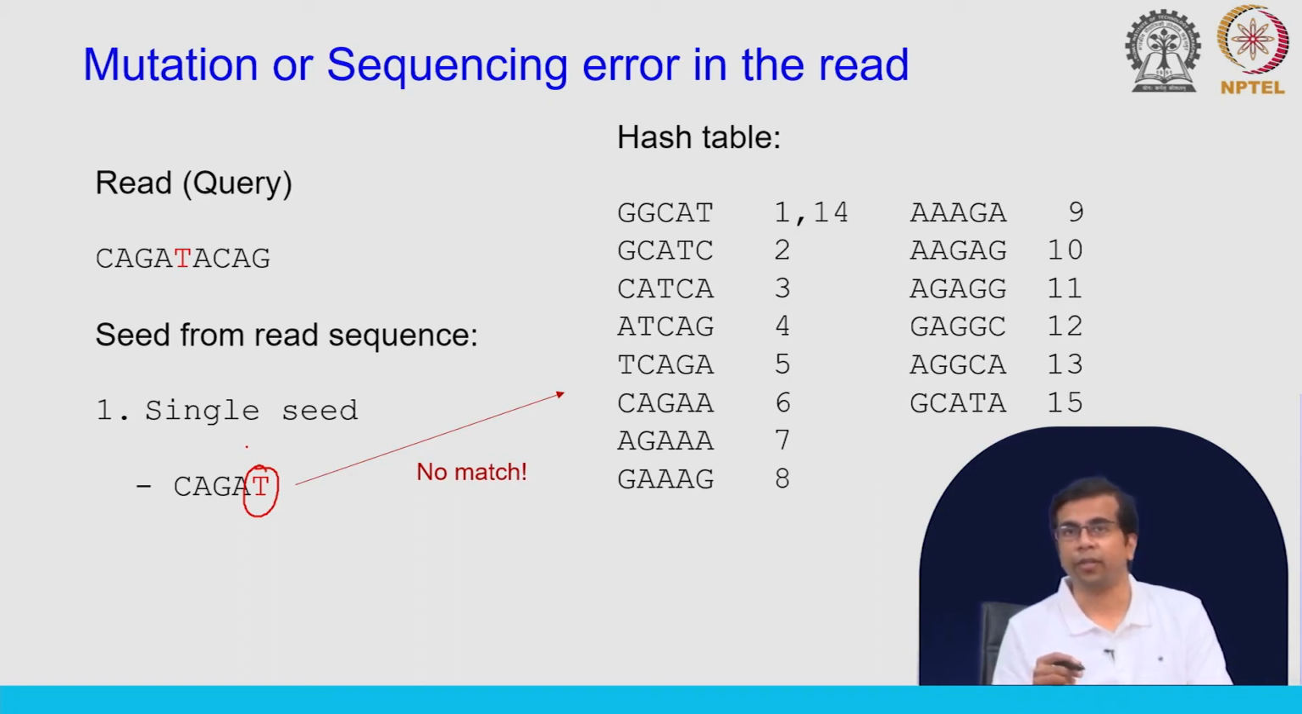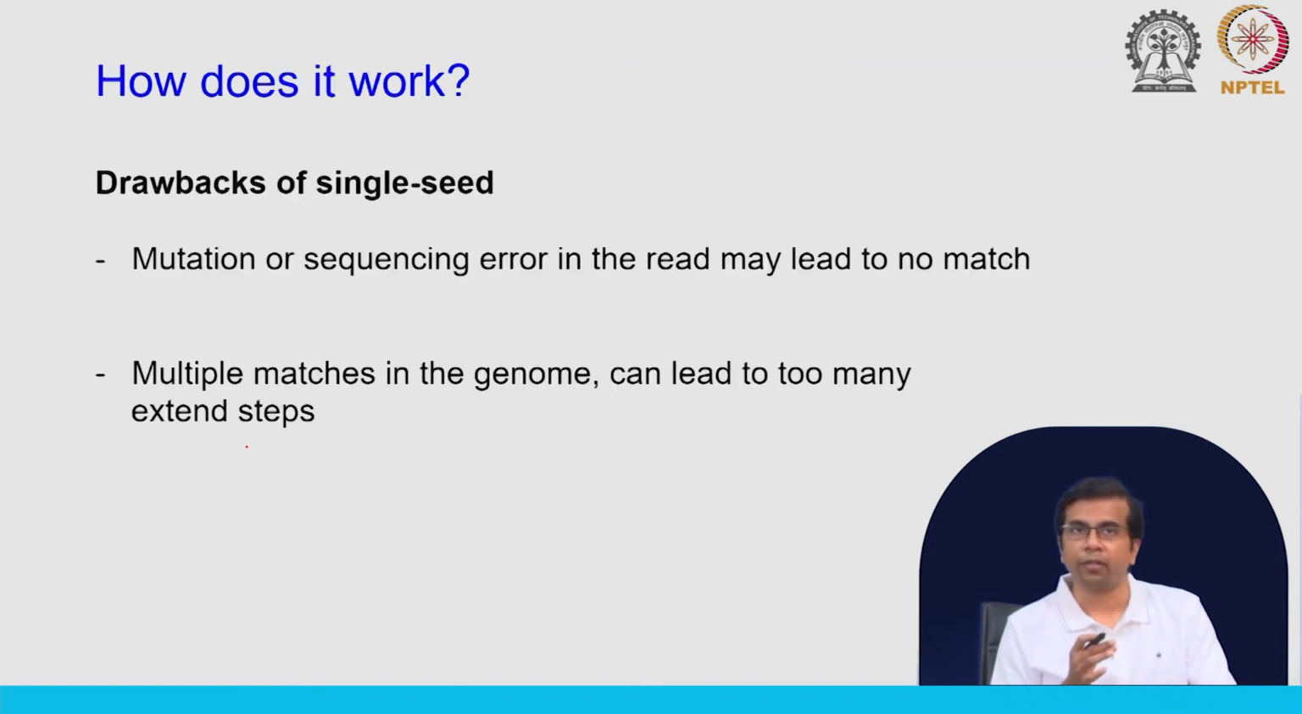So, if you do not see any match, we can say that we do not find the read in the reference genome and we discard it. But that would be wrong. Just because of a single mutation, if you discard that read, you cannot map that read, which means you are losing data. This is something that we want to avoid. So, probably the better way of doing this would be going for multiple seeds.